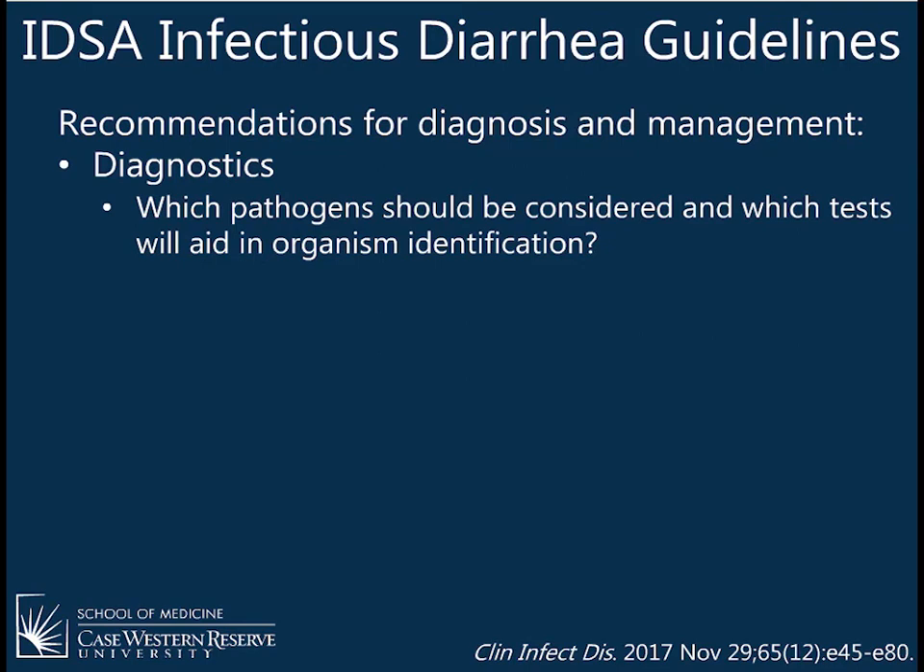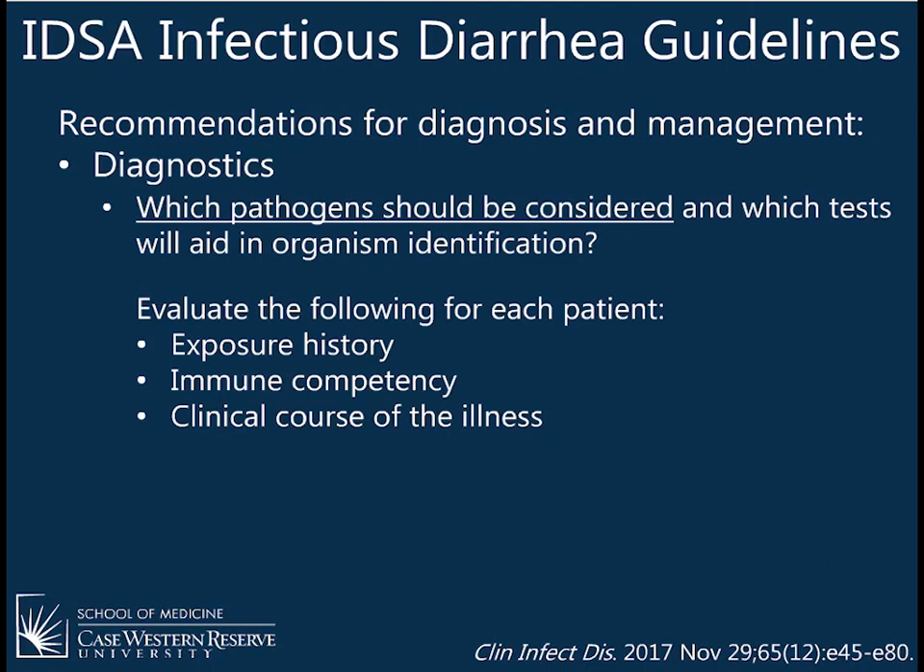The third question is, which pathogens should be considered and which tests will aid in organism identification? Let's start with the first half of that question. Which pathogens should be considered? We in the laboratory don't think about all these things as much as the frontline healthcare provider does, but the person actually seeing the patient, requesting the specimen, needs to consider things like the patient's exposure history, how immunocompetent or immunocompromised the patient might be, and the clinical course of symptoms for the patient.